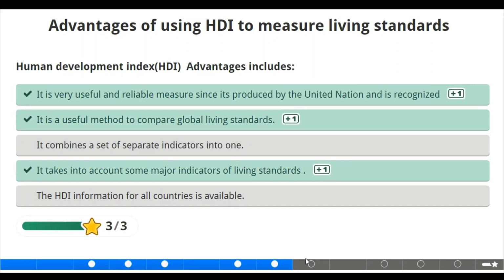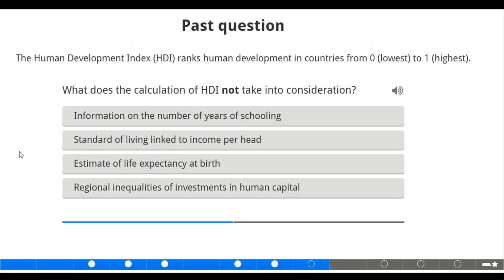Let us move to the next slide. Moving to the next slide, what do we have here? We have a past question. The Human Development Index ranks human development in countries from 0, that is lowest, to 1, highest. What does the calculation of HDI not take into consideration? Remember when we were discussing Human Development Index, we said it takes into consideration income, life expectancy, expected years of schooling, and other healthcare indices, and so on. Now, here we have to choose the one that doesn't take into consideration.